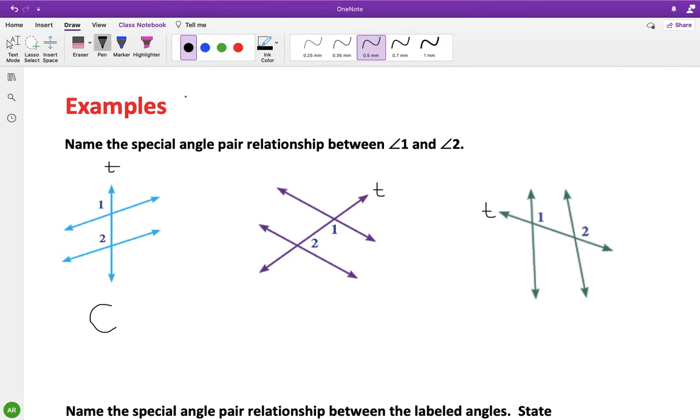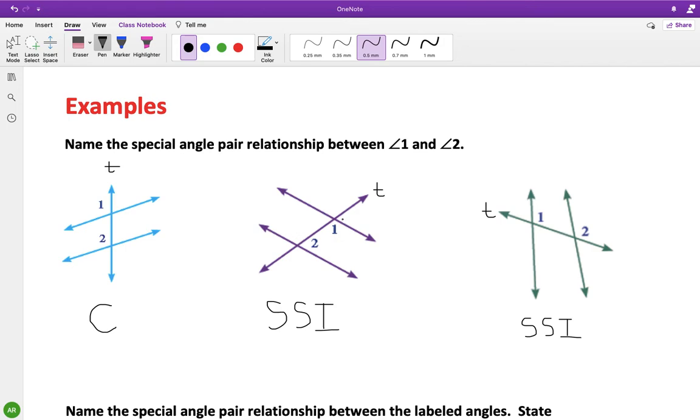Okay. The next one, we have 1 on the inside, 2 on the inside, and they're both on the same side of the transversal. These are same side interior, or SSI. Okay. Last one. The 1 is on the inside of the lines, 2 is on the outside of the lines, and they're on the same side of the transversal. So once again, we have an SSI angle relationship. So SSI, there you go.